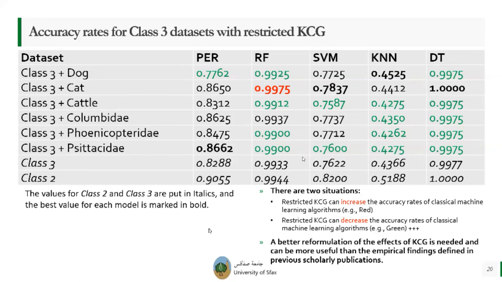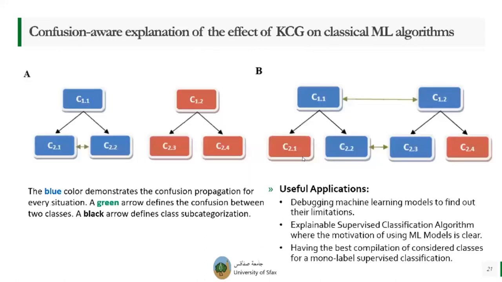So these two findings would invite us to think of a better reformulation of the effect of the knowledge-driven class generalization. In fact, such a reformulation is needed and can be more useful than the empirical findings defined in previous scholarly publications. In fact, the explanation we found out is that we should make a confusion-aware theory of the effect of knowledge-driven class generalization on classical ML algorithms.